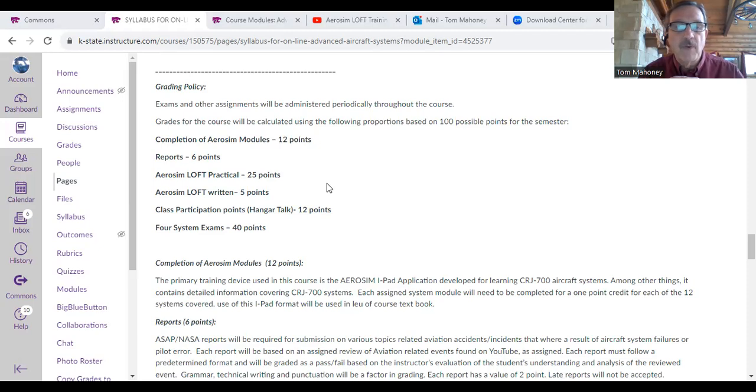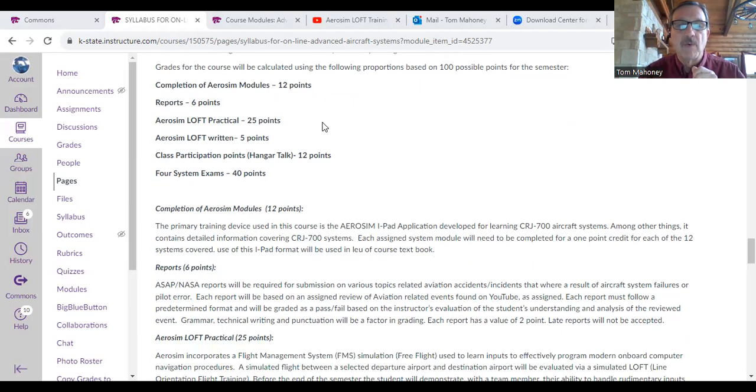Of that 100 points, you have 12 points that you can obtain by completing the AeroSim modules on your iPad. We will do some reports that total up to 6 points. AeroSim Loft and practical test, basically that's using your iPad. There's a little program in here called Free Play. We're going to fly from point A to point B using your simulation in your iPad, and that's going to be worth 25 points of the 100 points.